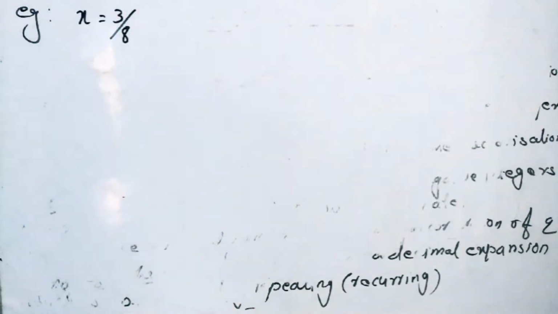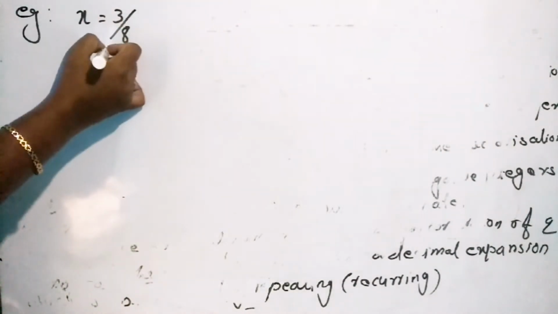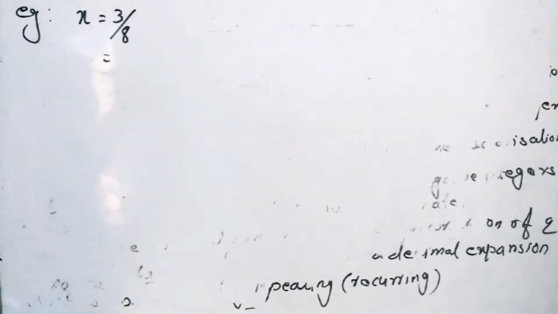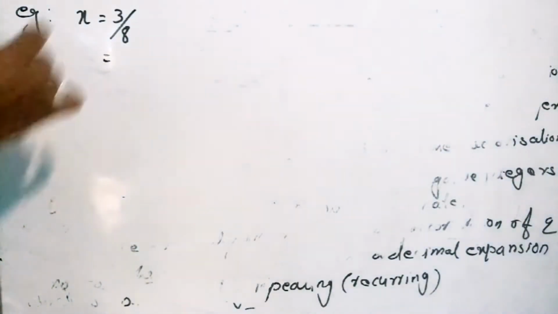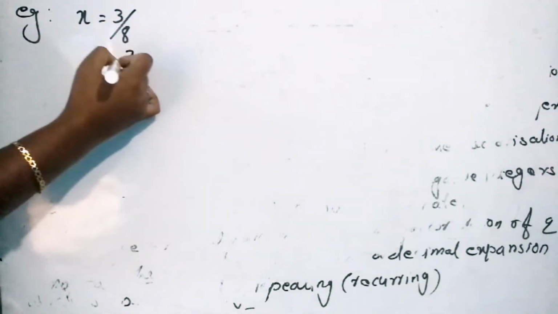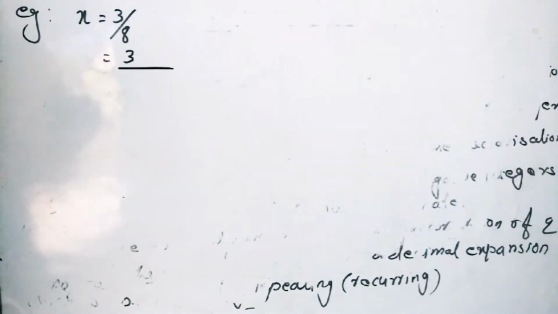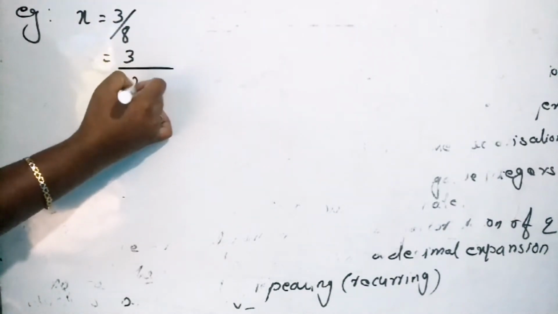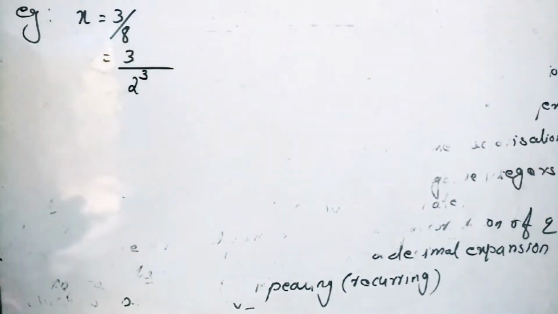Okay, this is our rational number, and we need to find out the decimal expansion corresponding to this rational number. So I'm going to do that. First step, we need to factorize numerator and denominator. The numerator is 3 and we know that 3 itself is a prime number, so no need to do the factorization. And this 8 we can write as 2 cube. 8 is equal to 2 cube.